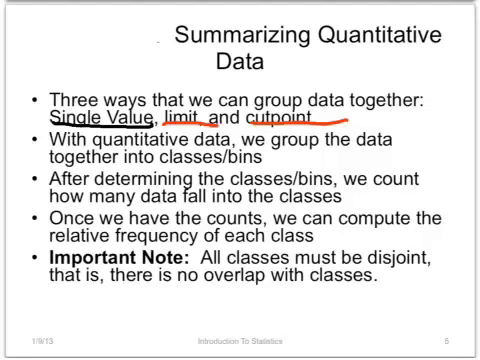With the quantitative data, overall, we talk about grouping the data together into what we call classes or bins. After determining the classes or bins, we count how many data fall into each one of the classes. Once we have the counts or the frequencies, we can compute the relative frequency. An important note: all the classes must be disjoint, that is, they can have nothing in common, and every piece of data has to fall into one and only one class.